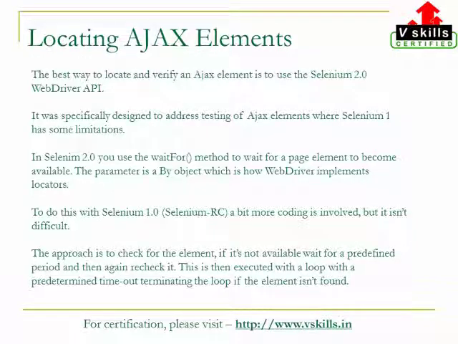Locating AJAX elements. The best way to locate and verify an AJAX element is to use the Selenium 2.0 WebDriver API. It was specifically designed to address testing of AJAX elements, where Selenium 1 has some limitations. In Selenium 2.0 you use the waitFor method to wait for a page element to become available. The parameter is a By object, which is how WebDriver implements locators.